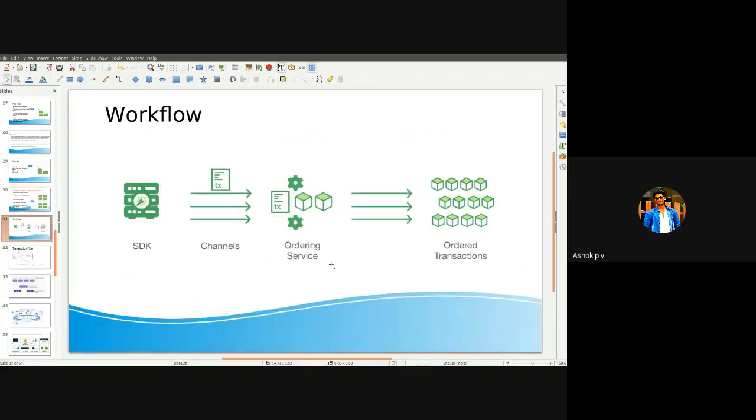So this is how the workflow works for the Hyperledger Fabric ordering service and ordering transactions. This SDK is nothing but the Fabric SDK that was developed by the Linux Foundation, and the channels we use to communicate with the particular ordering service. This ordering service would be used to communicate and order transactions into the Fabric, giving them to peer nodes and updating the ledger database.